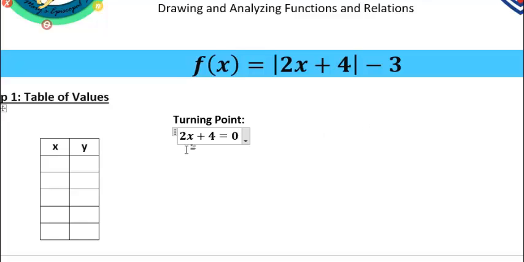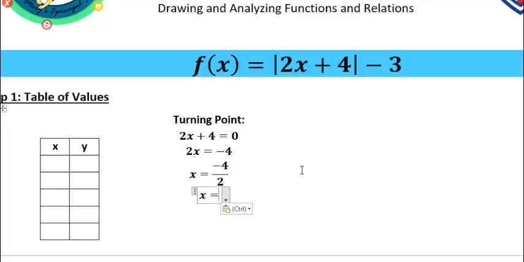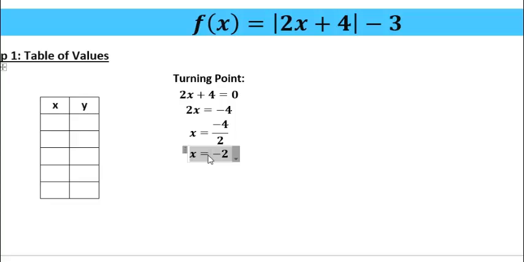Once you've done this, all you need to do is find x. So we're gonna solve this linear equation. 4 positive, if I move it to the other side, is gonna be a -4. And if I send to divide number 2, then that will be -4 divided by 2. -4 divided by 2 will be -2. Okay, so that will be the turning point.